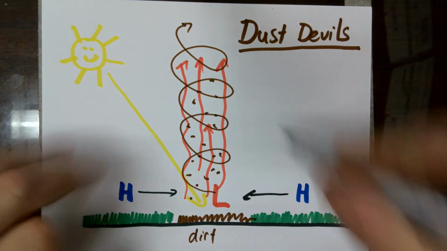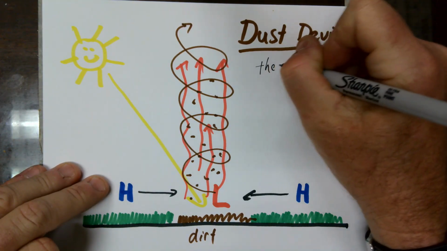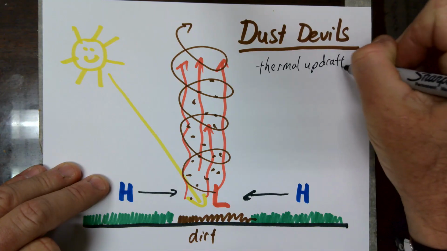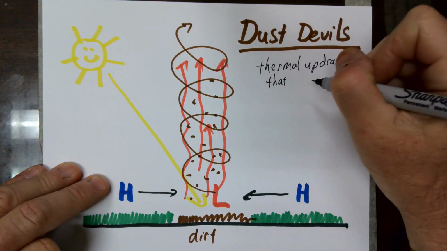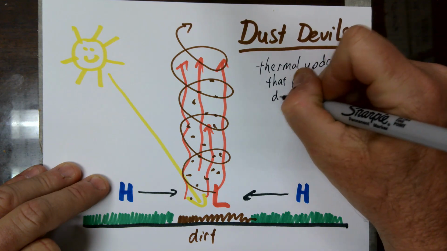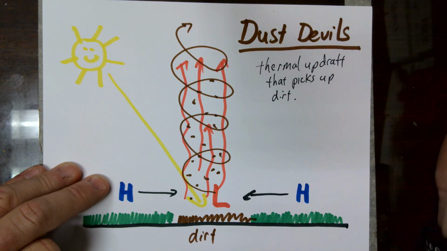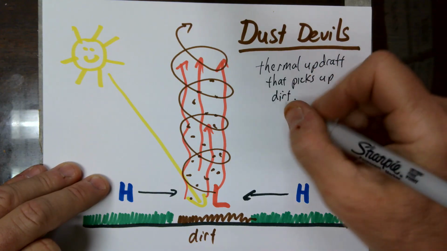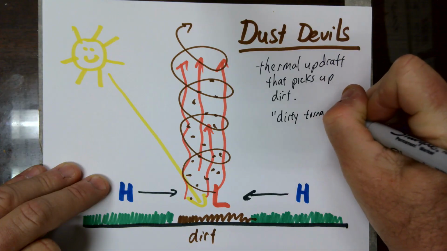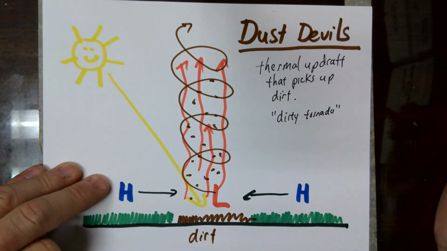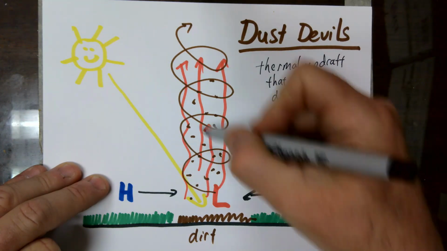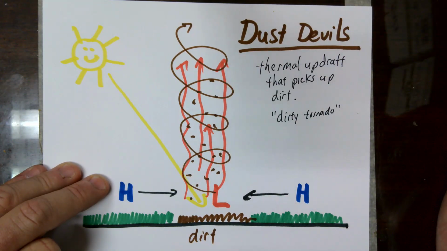This is called a dust devil. Well, what is a dust devil? It is a thermal updraft that picks up dirt. Which means we can see it because it's like a little, what we usually call a dirty tornado. But they're not tornadoes. It's just a moniker that is kind of stuck because they have that same swirly kind of shape.